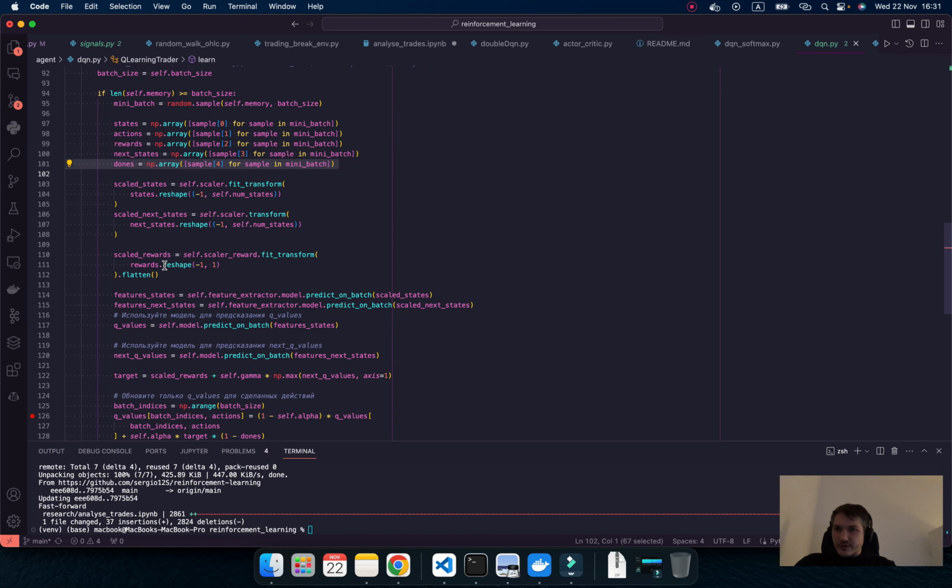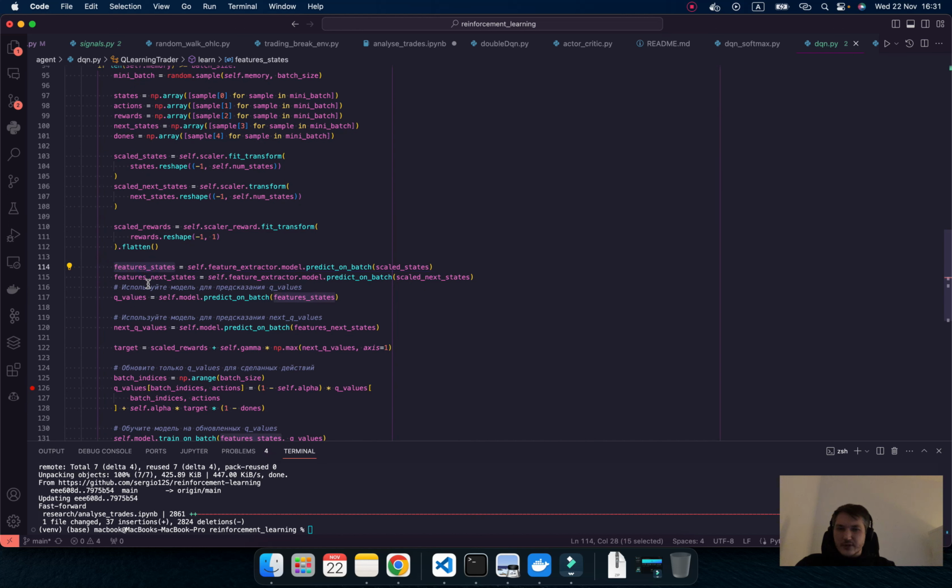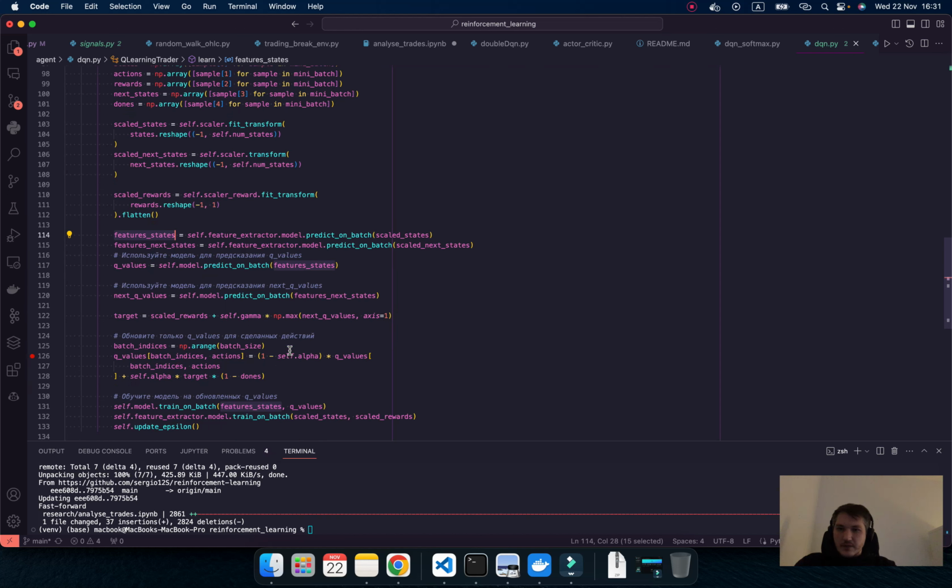Also I do scale rewards, and this one I do feature states, and next I do next key values and calculate this target, and after that I extract this useful feature and train both neural networks. But this neural network is a non-traditional approach. I just input scaled states and try to optimize rewards, this one.